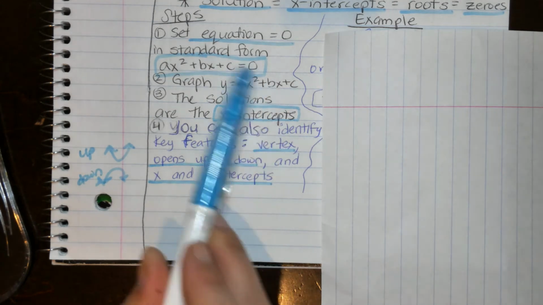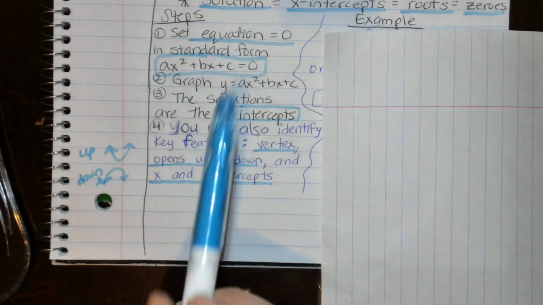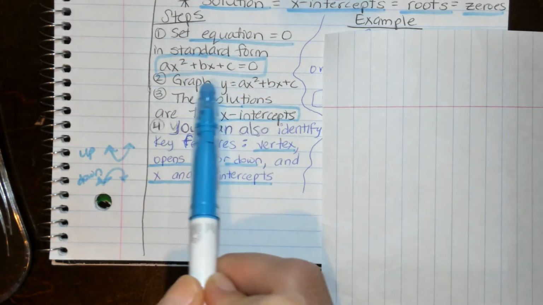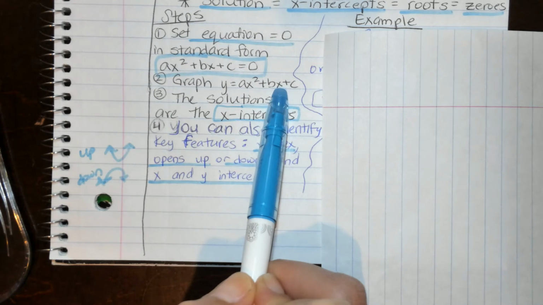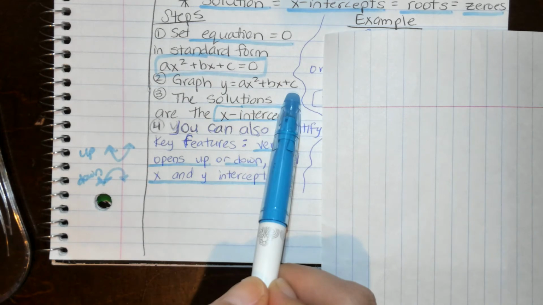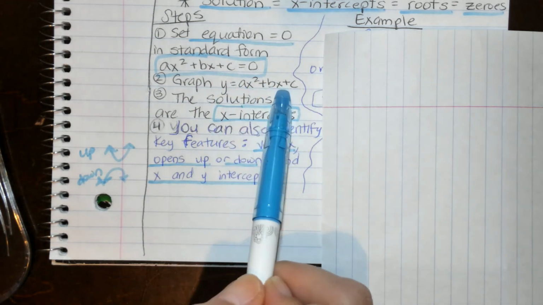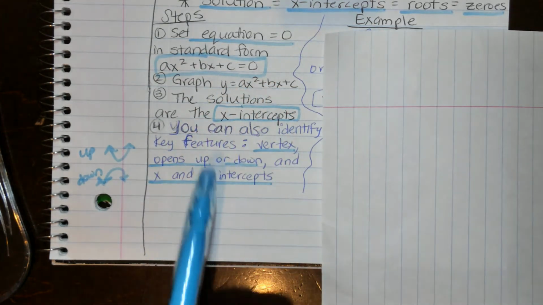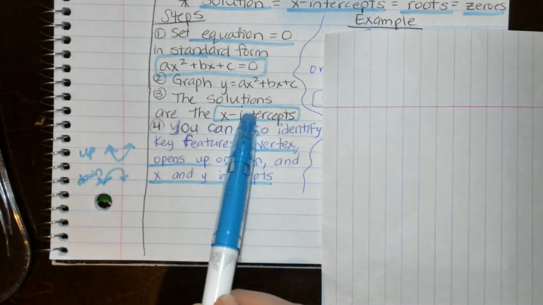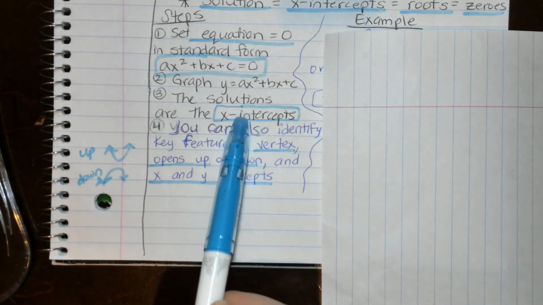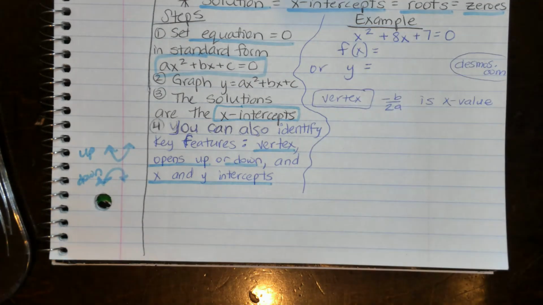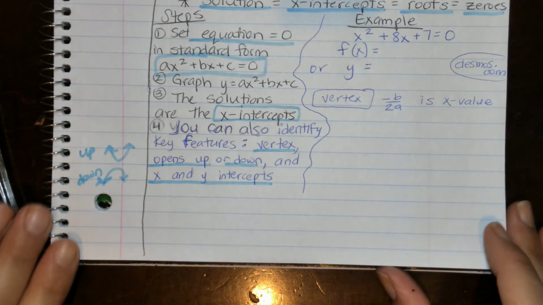So pause if you need to, copy this down. Again, the steps are: make sure it's equal to 0, write it in standard form, graph it. If you have trouble graphing, use Desmos. Graphing might still be a little difficult. You might still be learning it and struggling a little, and that's okay, but use Desmos so that you can at least identify all these key features. The solution is the x-intercept, so you look at the graph and see where your parabola crosses the x-axis, and then identify the other key features. All right, here is our example. Pause if I'm moving too quick.